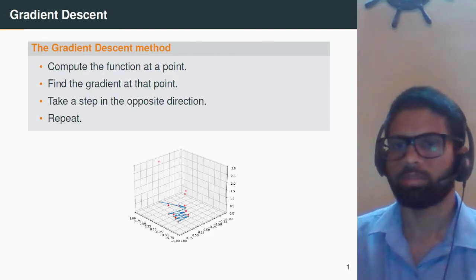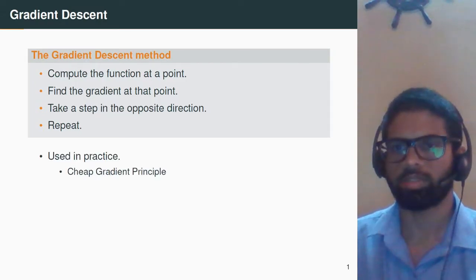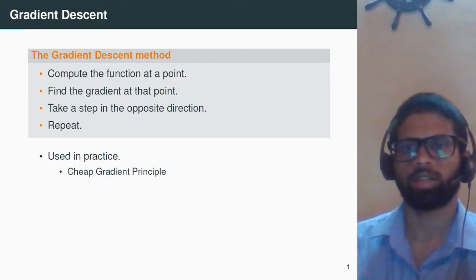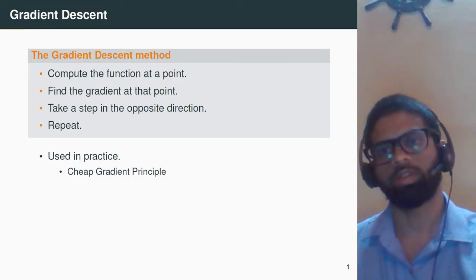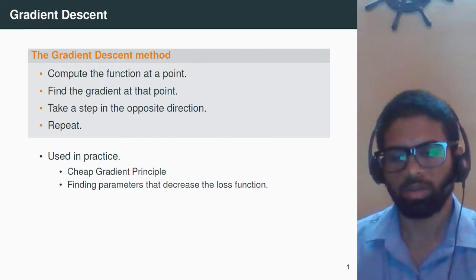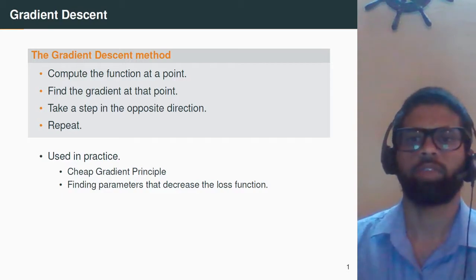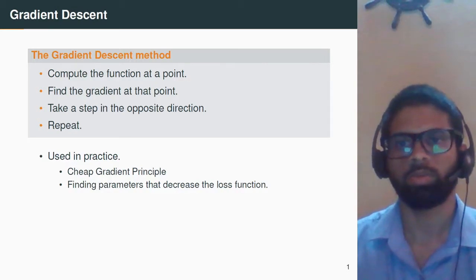It's a simple algorithm, and it's actually used in practice a lot as well. And this is because of the cheap gradient principle, which says that if you can compute a function in a structured way, then with a small overhead, you can compute its gradient as well. So, for example, in neural networks where there are lots of parameters and we want to find parameters in which the loss function is minimized, you would use gradient descent.